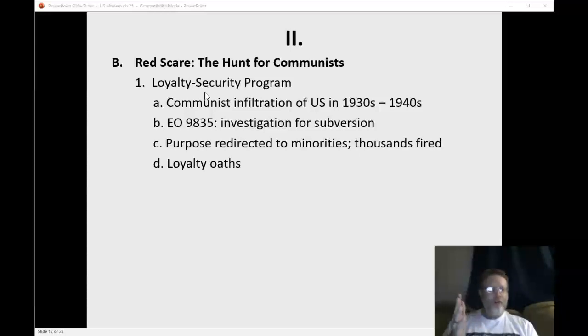For not committing a capital crime, for giving away government secrets or giving away information, which is not something you'd normally be executed for. We typically only execute for capital crimes. Well, by doing the loyalty oath, they sort of make treason or subversion into a quasi-capital crime. And there are a handful of people executed for this stuff.